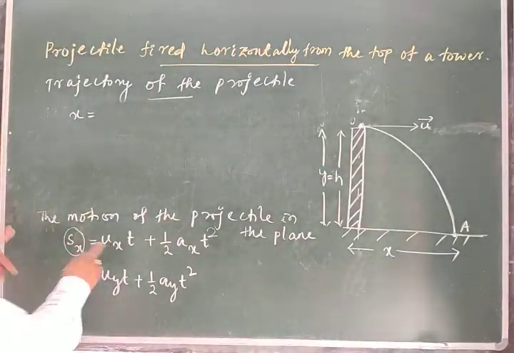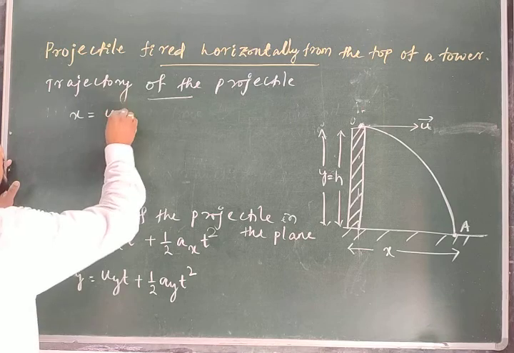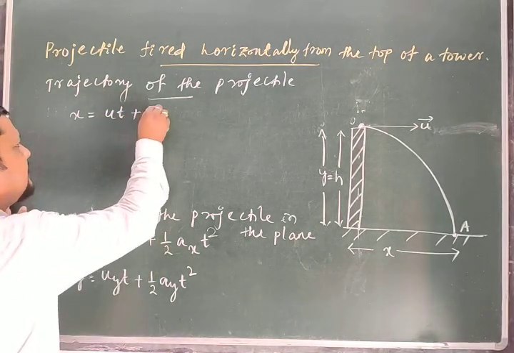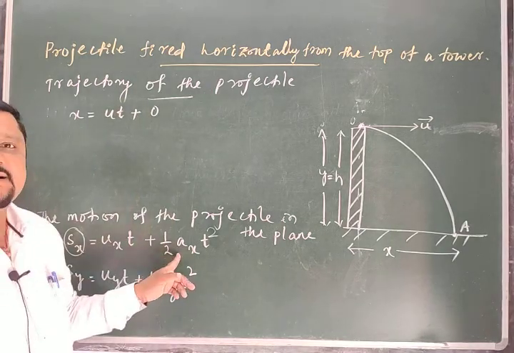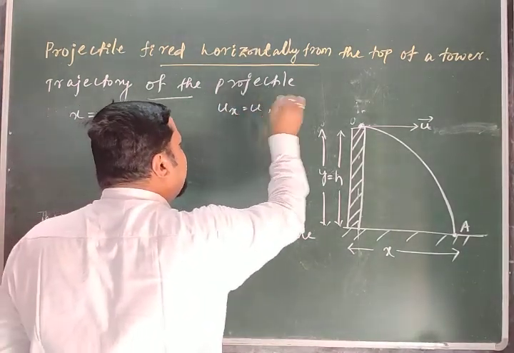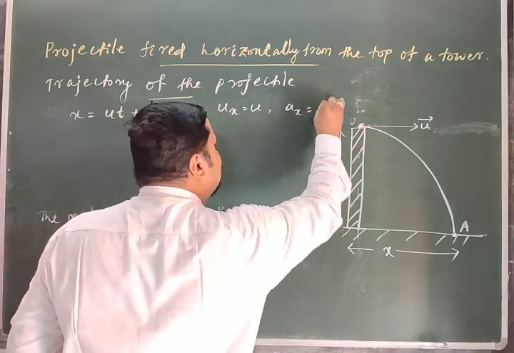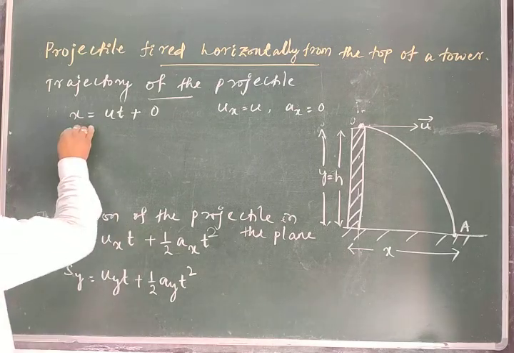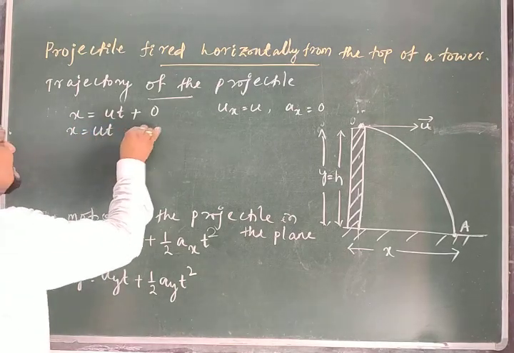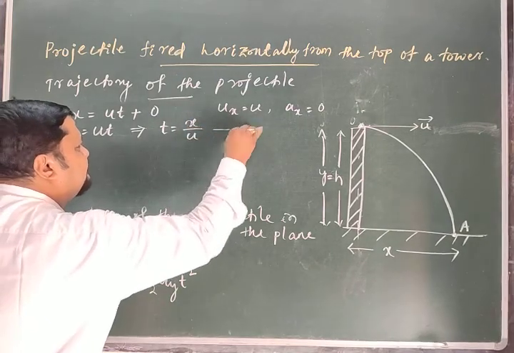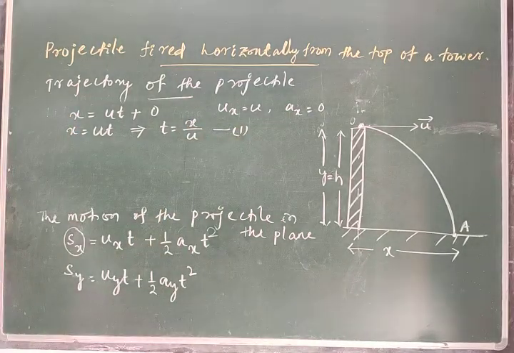Now, x is equal to ut plus 0. Why? Acceleration ax is equal to 0. What have I taken here? Ux is equal to u and ax is equal to 0. Along the x-axis there is no acceleration. So x is equal to ut, or this implies t is equal to x by u. Clear? This is t is equal to x by u.